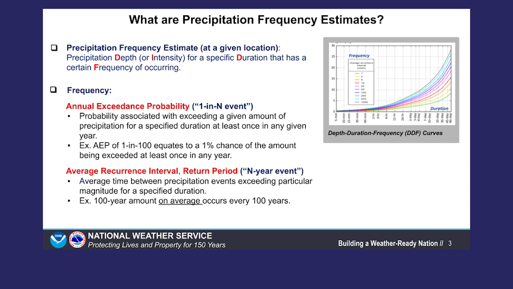A precipitation frequency estimate for a given location is defined as the depth of precipitation for a specific duration that has a certain frequency of occurring. When precipitation depths or intensities are offered for a range of durations and frequencies, the resulting set of curves are referred to as depth duration frequency curves, also known as DDF curves, or intensity duration frequency curves, also known as IDF curves. Atlas 14 DDF curves cover durations from 5 minutes to 60 days and frequencies up to 1,000-year average recurrence interval.